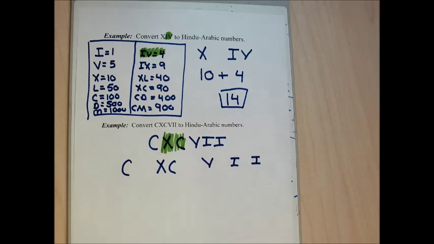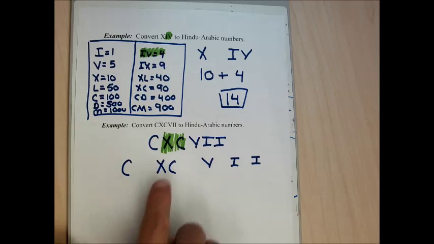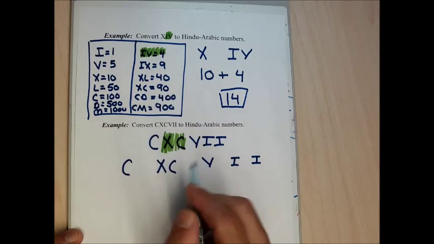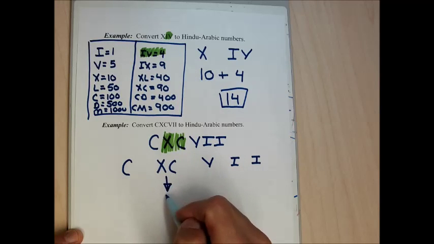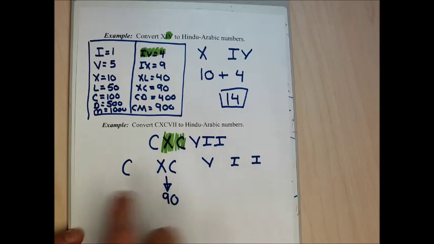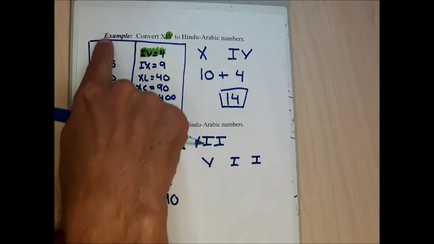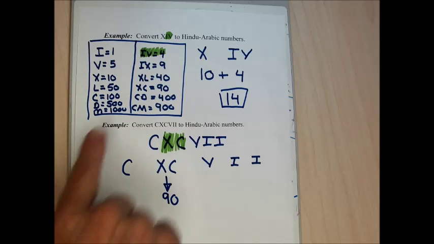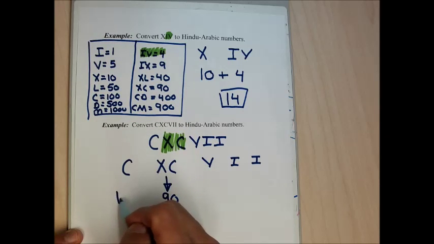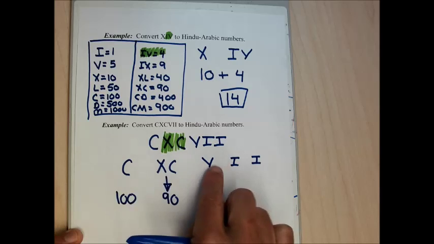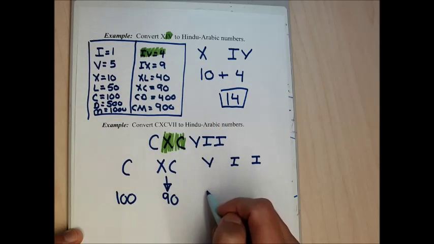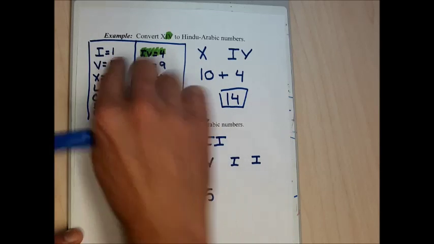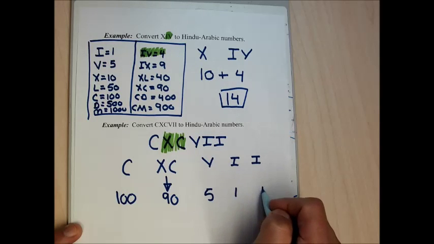To convert this Roman numeral to a Hindu Arabic number, I need to give values to each of the numbers that I have written here, and this is the special number that's equal to 90. So the XC, I'm going to give a value of 90, and each of the other Roman numerals, I'm going to give the value that's from this chart. So C is going to take on the value of 100. V is going to take on the value of 5. And each of the I's are going to take on the values of 1s.